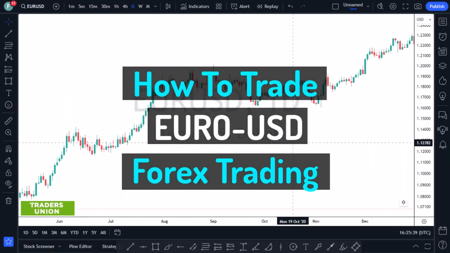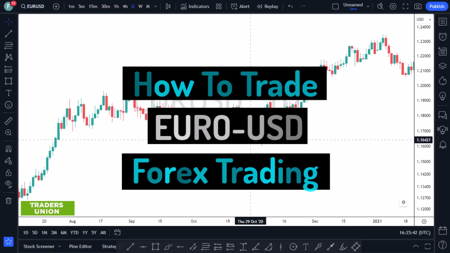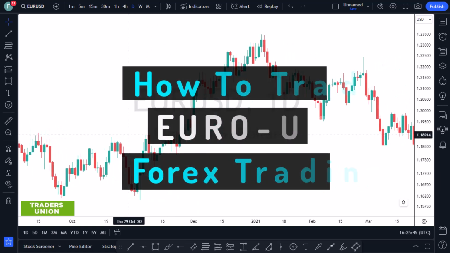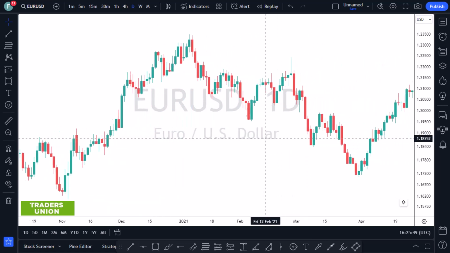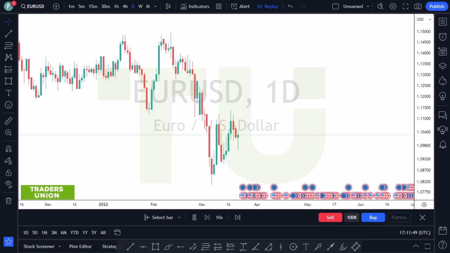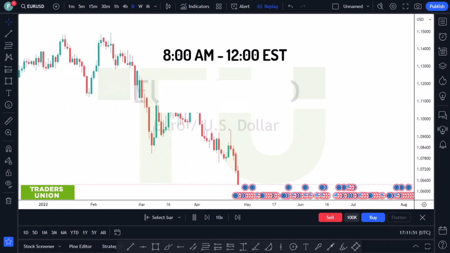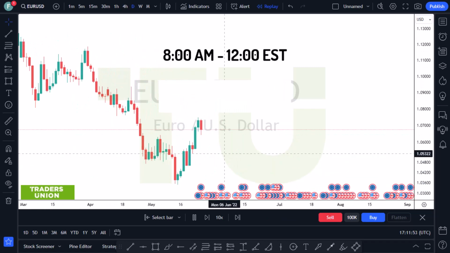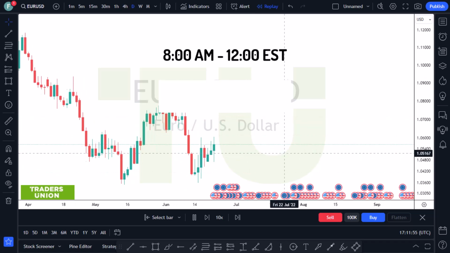Today's topic is how to trade EURO-USD. Wondering how to trade EURO-USD effectively? Well, it's when the market is buzzing with activity, typically during the overlap of the London and New York trading sessions from 8 in the morning to noon Eastern Standard Time.